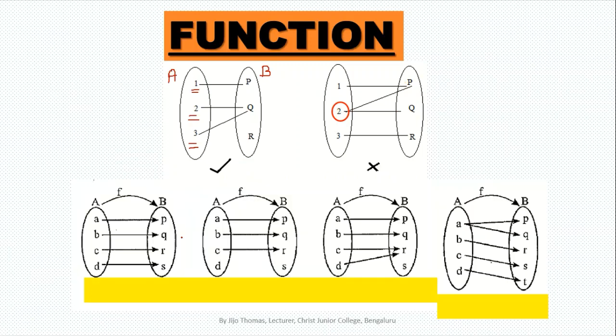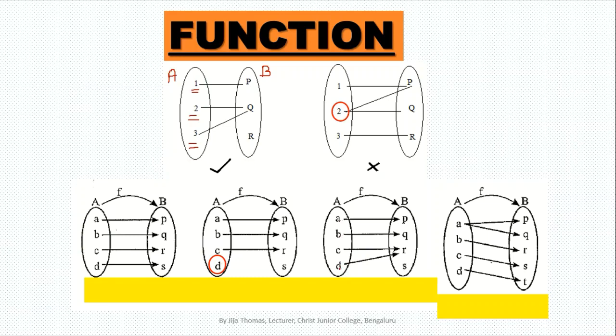Similarly, if I consider this first one, every element of A is related with only one image in B. So the first one, I can say it is a function. But in the second one, every element of A is not related. D is left out. Every element should be related. So the second one is not a function. Third one, yes, it is a function.